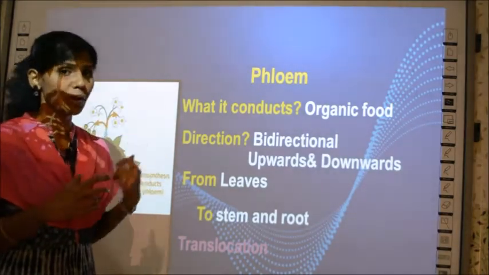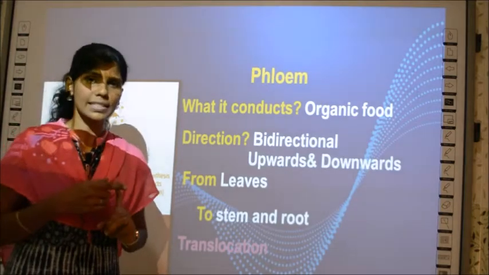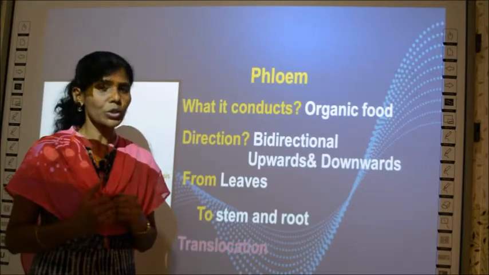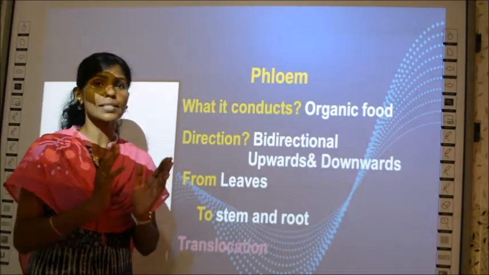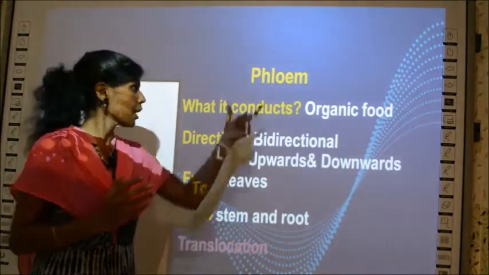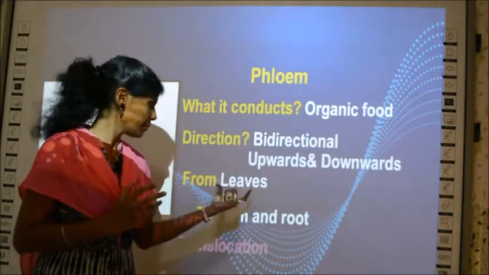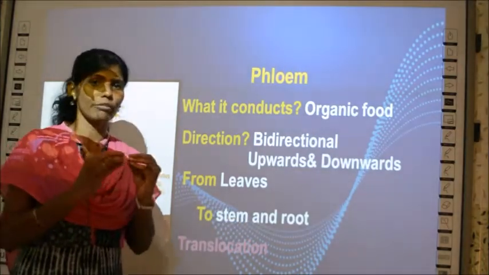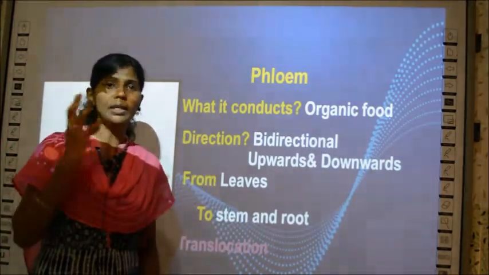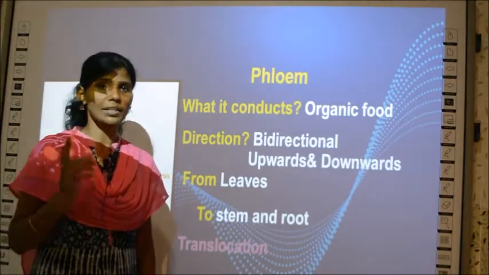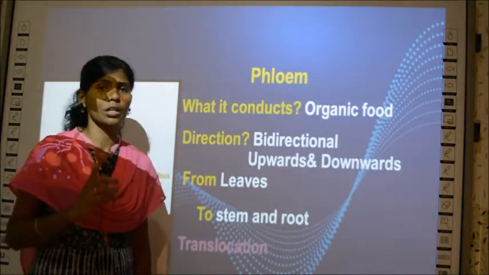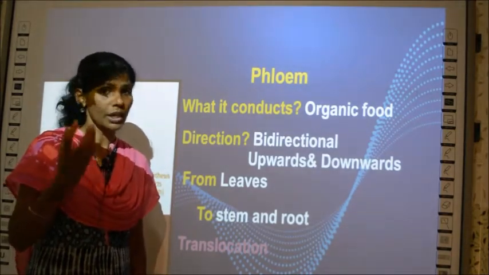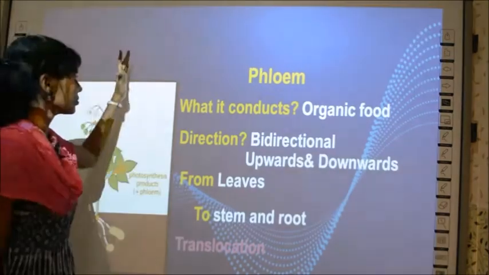Okay, so in xylem what term did you study? Ascent of sap we studied, right? What is that? Movement of water from the root to all aerial parts is called ascent of sap. In this case, movement of food from the leaves to either the stem or root is called translocation. If the food is conducted to some other part of the plant, it is called translocation. If water is moved, it is called ascent of sap, and if food is moved, it is called translocation.